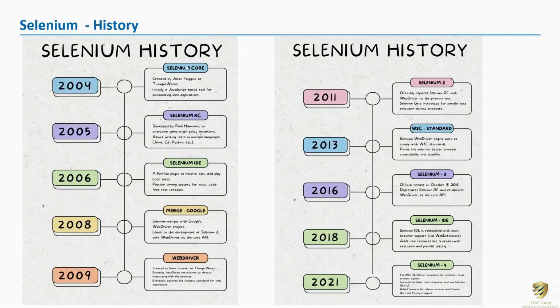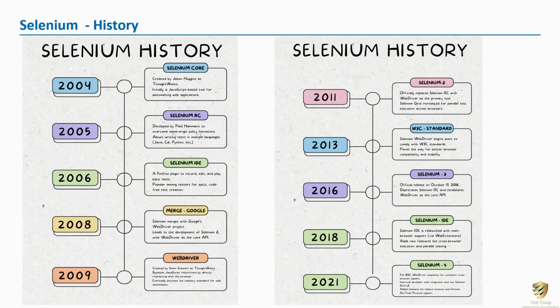A bit of history on Selenium. Selenium was introduced in the year 2004. It was created by Jason Huggins at ThoughtWorks. He created Selenium Core, which was a Java-based tool for automating the web application, but it used to work within the web browser itself.